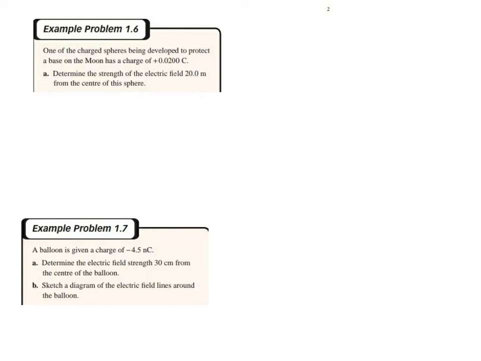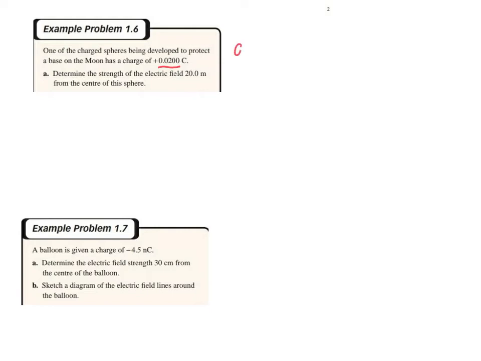And the first one that we have is the Q. Q is given to us right here. So one of the charged spheres being developed to protect a base on the moon has a charge of 0.0200 coulombs. Determine the strength of the electric field 20.0 meters from the center of this sphere. And one thing we'll notice, the distances in electric fields are often much smaller than the distances in gravitational fields. And you'll notice that for sure. So let's get into this.